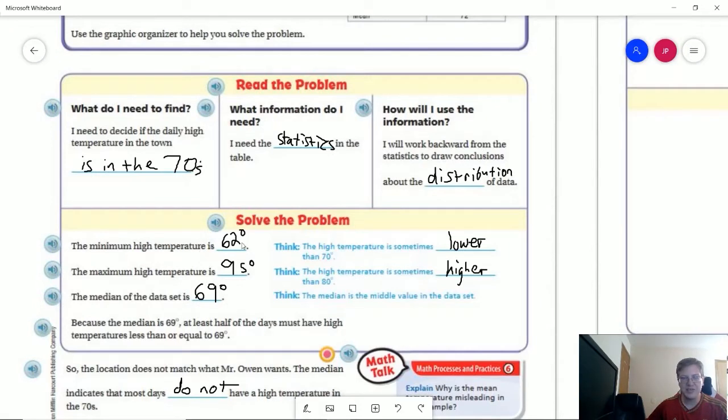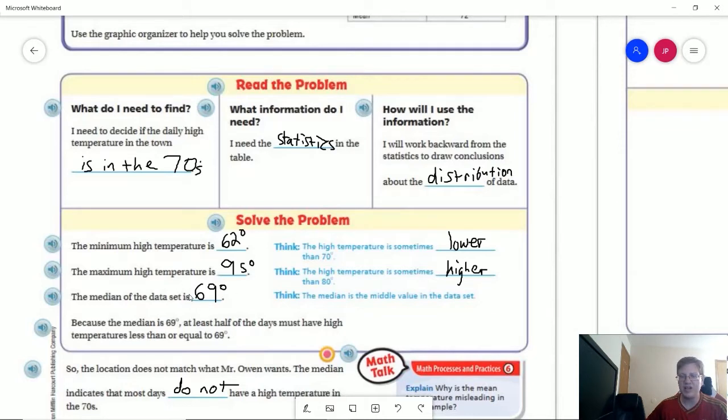Our minimum high temperature is going to be 62 degrees, which is going to be lower than 70, but not considerably. For instance, I live in Ohio, where in the winter the average high temperature on a good day might get up into the 40s or 50s, but more often than not is going to be at or below freezing. Our maximum high temperature is going to be 95 degrees, which would be considerably higher than 80 degrees.